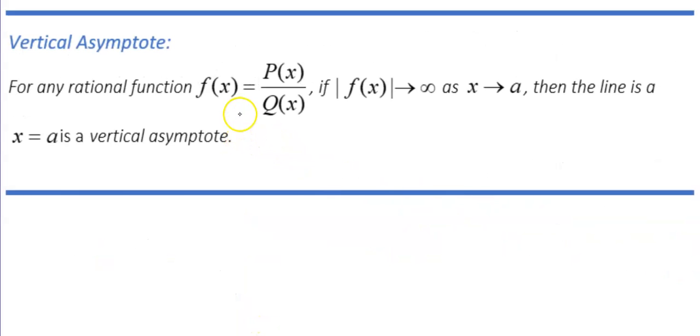So in general, for any rational function, any function that's a fraction, if f of x approaches infinity as x approaches some value, in this case that was 0, then that line, x equals a, is a vertical asymptote. What we're saying is my vertical asymptote doesn't have to be at 0. It can be at x equals 1, x equals 2, x equals 3. It can be at any point along the x-axis.